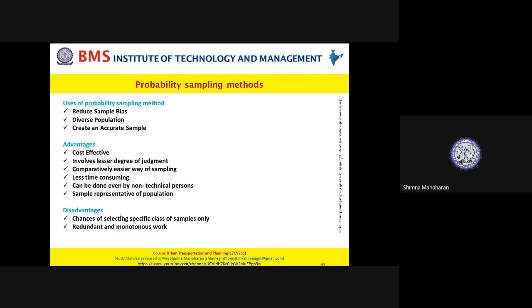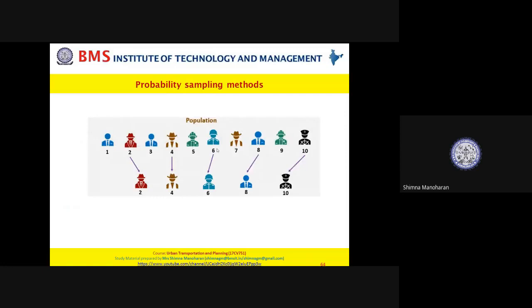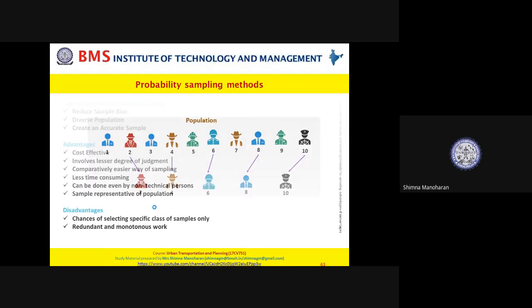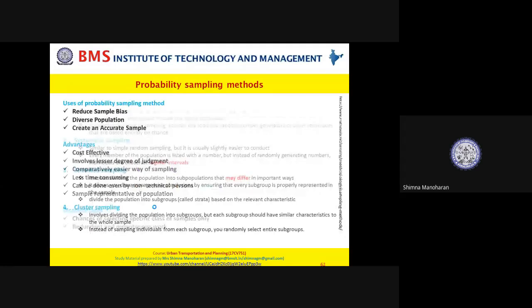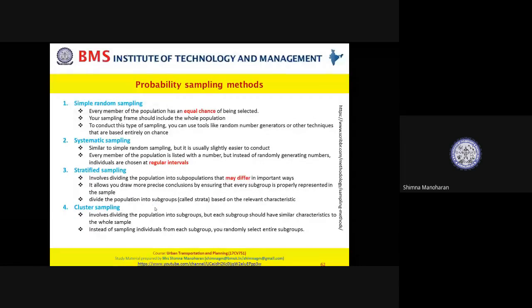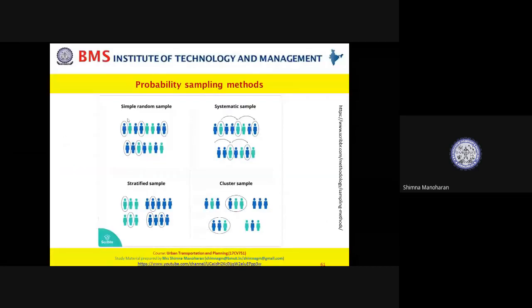But the disadvantages are that there is a chance that only some specific class of samples is selected, and it's redundant and monotonous work because there is no judgment and nothing creative to be done. It is based on probability theory. Now you tell me what kind of sampling technique this is. If you want to quickly recap, you can: simple random sampling, systematic sampling, stratified sampling, and cluster sampling.